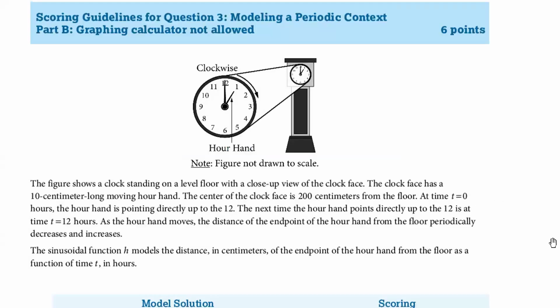All right, next, our non-calculator. So now we're into the non-calculator, and this is our sinusoidal wave, right? The figure shows a clock standing on a level floor with a close-up view of the clock face. The clock face has a 10 centimeter long moving hour hand. The center of the clock is 200 centimeters from the floor at time t equals 0 hours. The hour hand is pointing directly up at 12. The next time the hour hand points directly up at 12 is at t equals 12 hours. As the hour hand moves, the distance from the end point of the hour hand to the floor periodically decreases and increases. Does that make sense? Because it's going around in a circle.